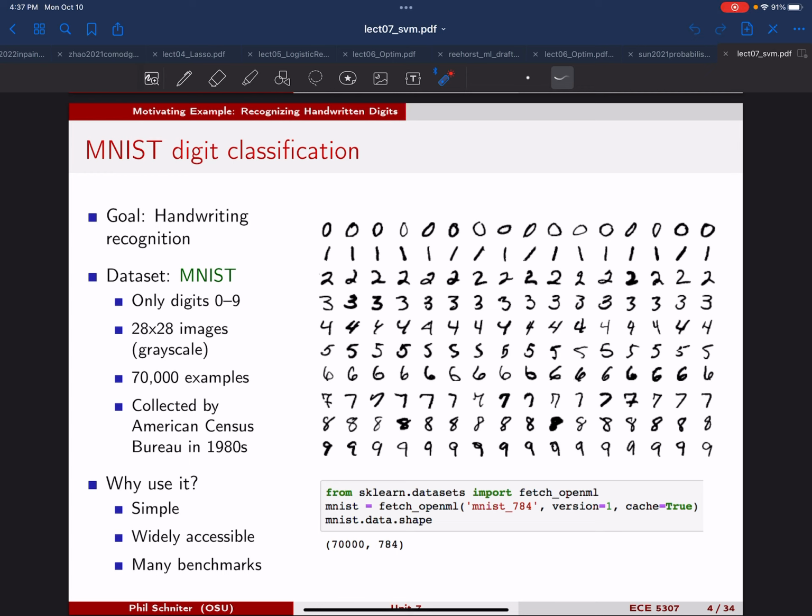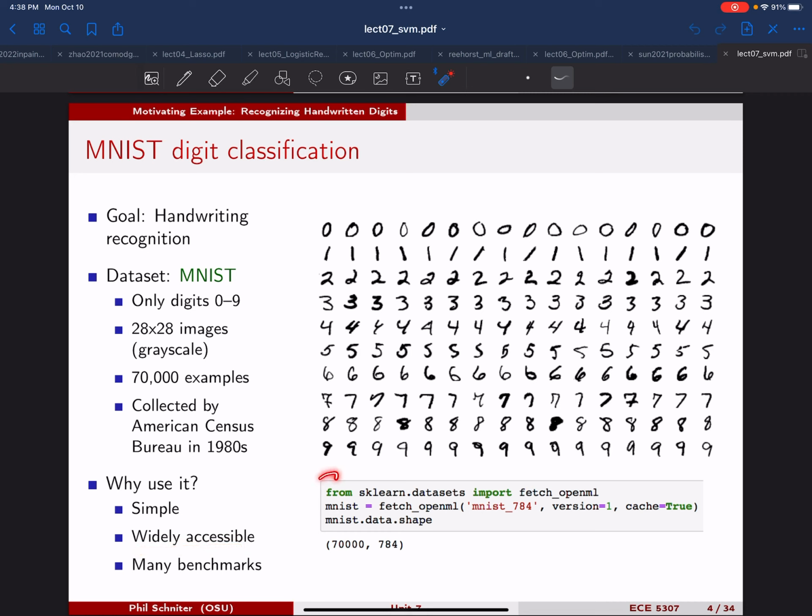So, why is this a popular data set? Well, number one, it's pretty simple. There's just 10 classes. It's not too large. The images are relatively small, so you can work with methods without a lot of computational power. But at the same time, it is a practical, real-world data set. It's interesting. You can get a lot of insight playing with it. And widely accessible, many benchmarks.